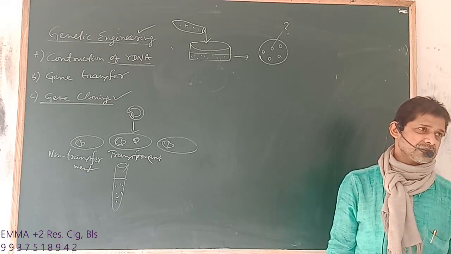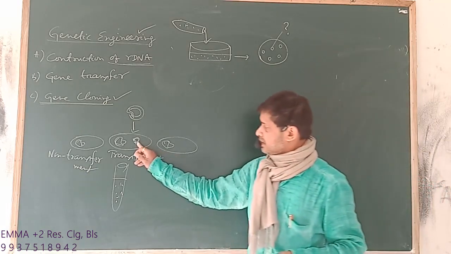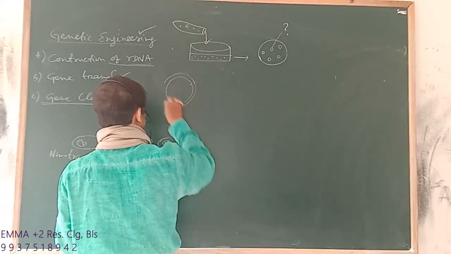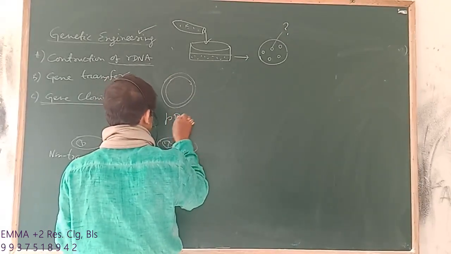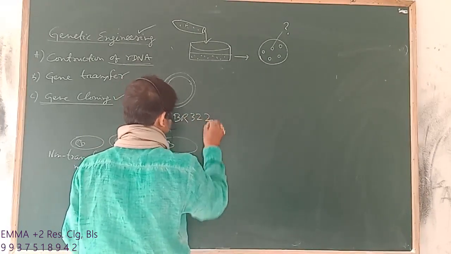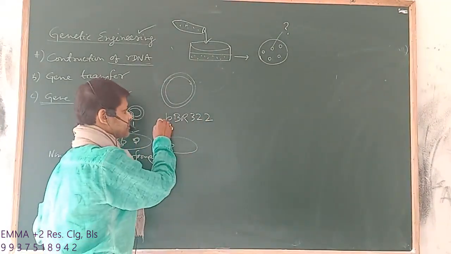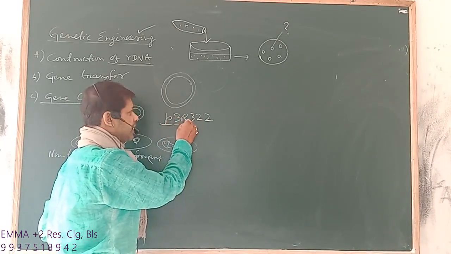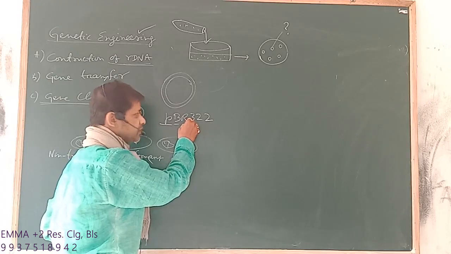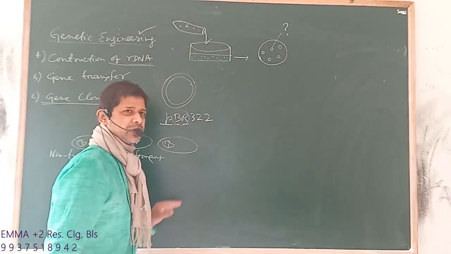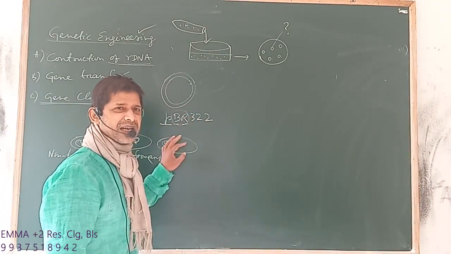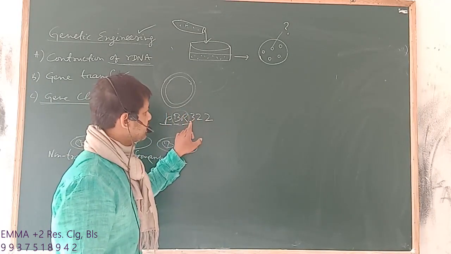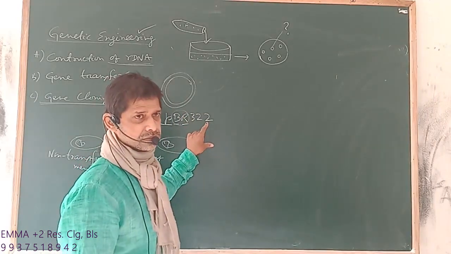These are marker genes. Suppose this recombinant DNA is pBR322. P stands for plasmid, B stands for Bolivar, R stands for Rodriguez. These two scientists, Bolivar and Rodriguez, artificially constructed the plasmid and gave it the laboratory number 322.